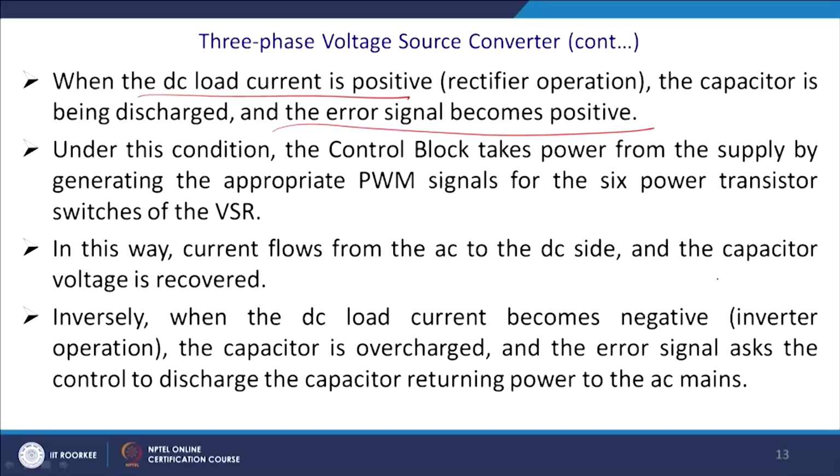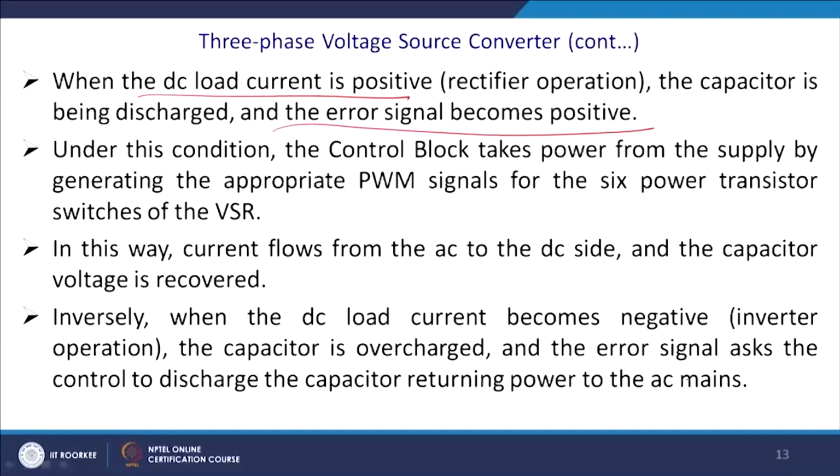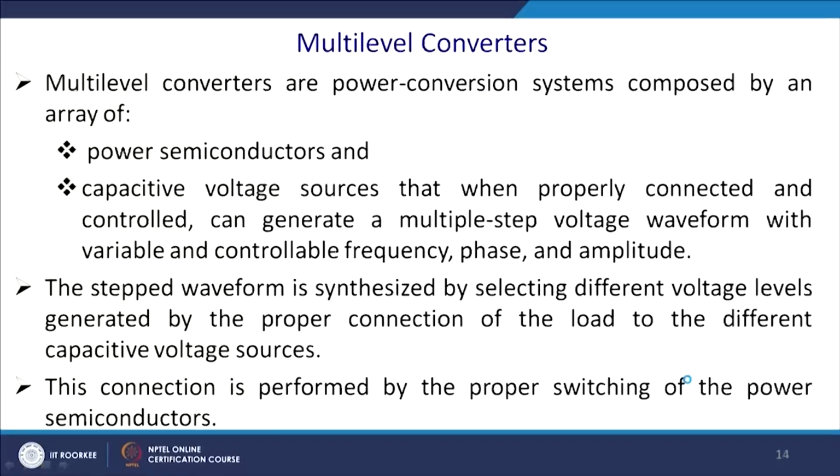And inversely, when power is required to be delivered to the grid, the DC load current becomes negative, that is inverter operation. The capacitor is overcharged and the error signal has the control to discharge the capacitor, returning power to the main grid. Now, we will talk about the multi-level converter, because there are two reasons for choosing a multi-level converter.